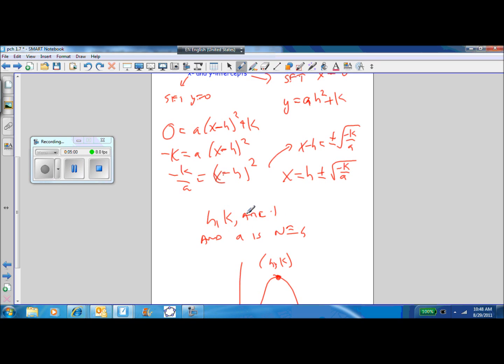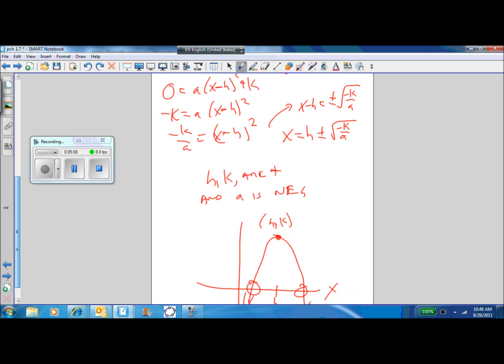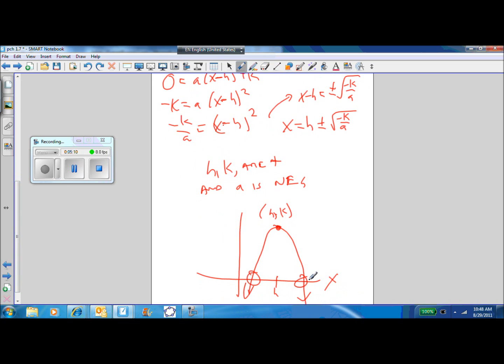Let's say h and k are positive and a is negative. That means we're going to have a parabola with a vertex in the first quadrant, and it's sad because a is negative. That will definitely have roots. And sure enough, if a is negative and k is positive, then this whole expression here is positive. So you can take the square root of a positive number, and you go h plus or minus that square root of negative k over a.